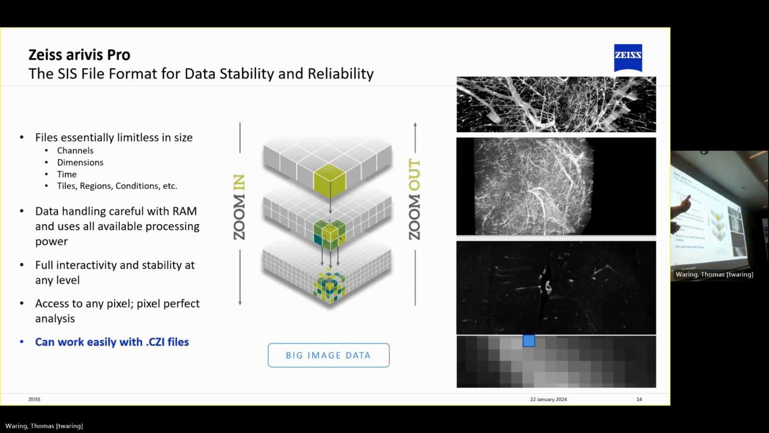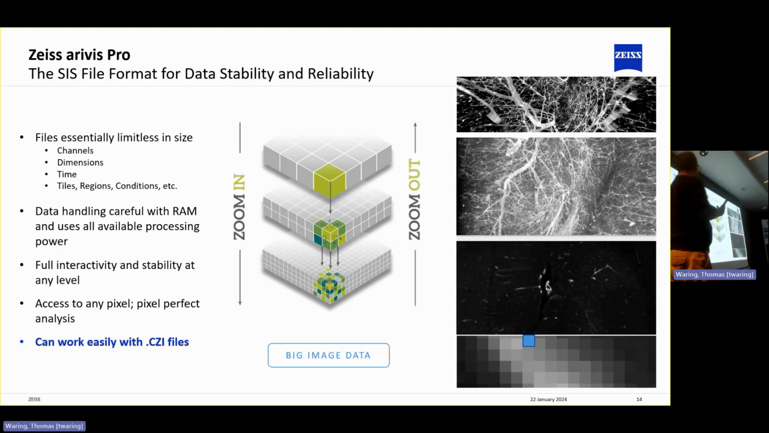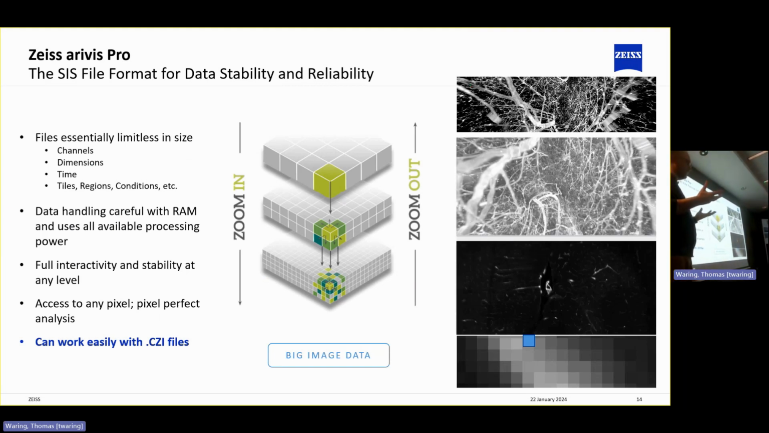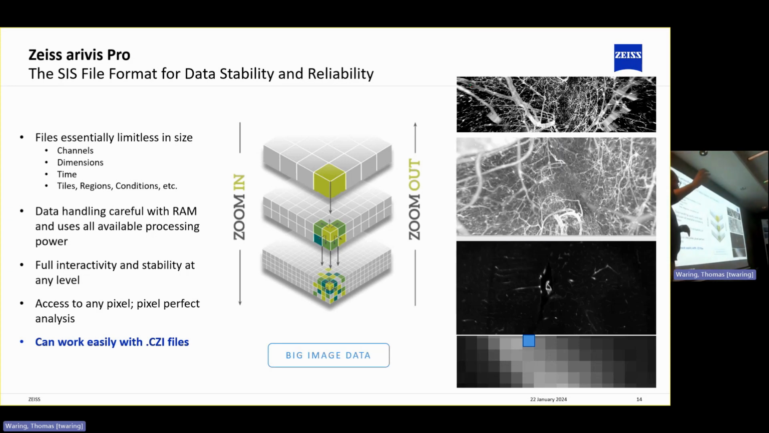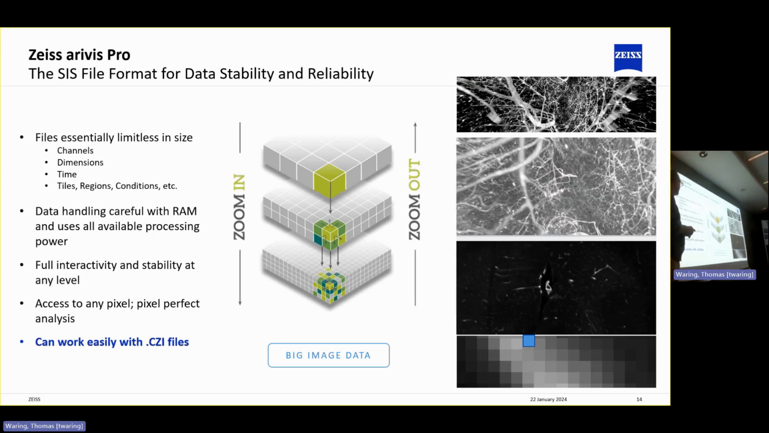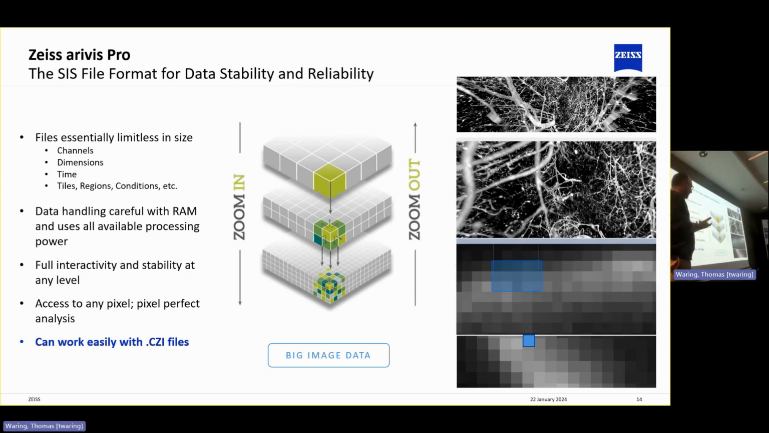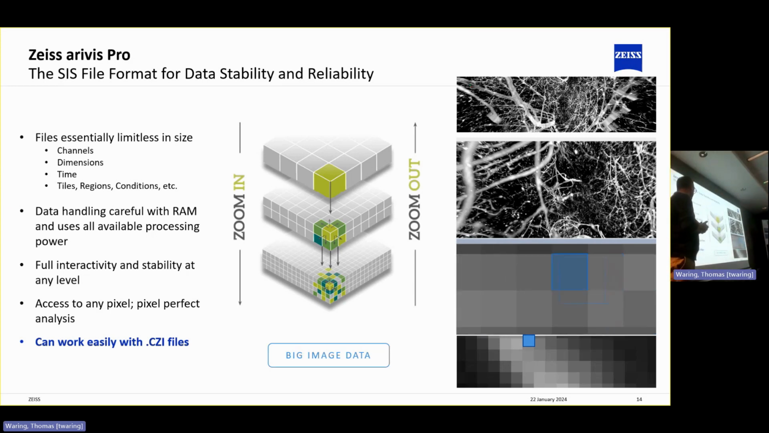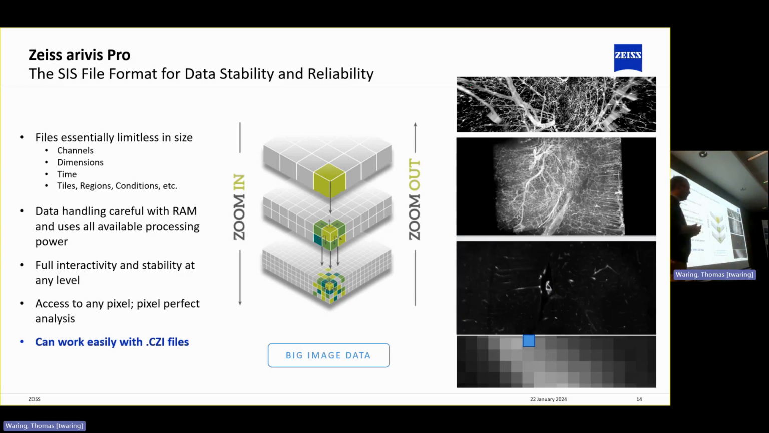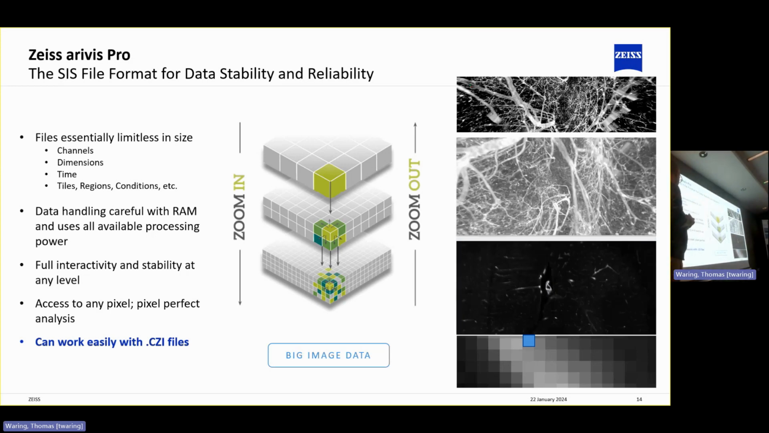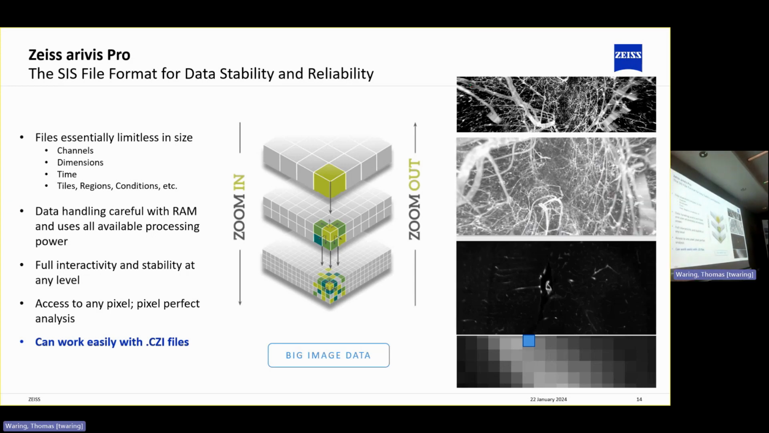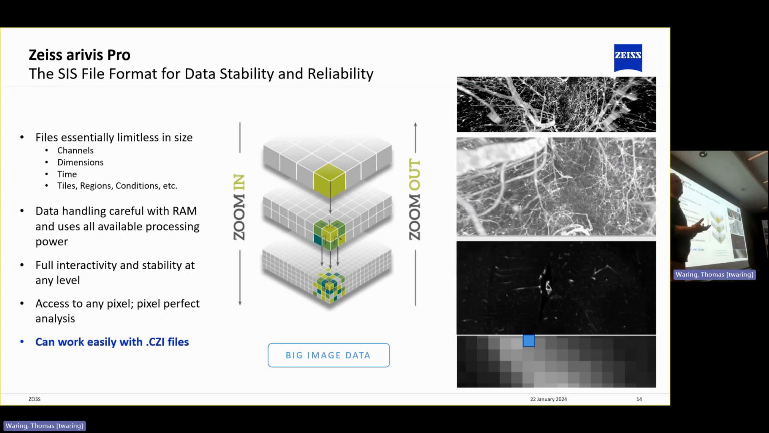The idea of how it handles this is that it creates its own proprietary file format, a .sis file. So we take our images from the microscope, drag and drop them into the Arivis Pro software, and they're automatically converted into this file format. It's effectively limitless on the number of imaging channels or time points that you can use. On my laptop, I routinely analyze one terabyte images. It isn't the quickest, but it doesn't fall over.